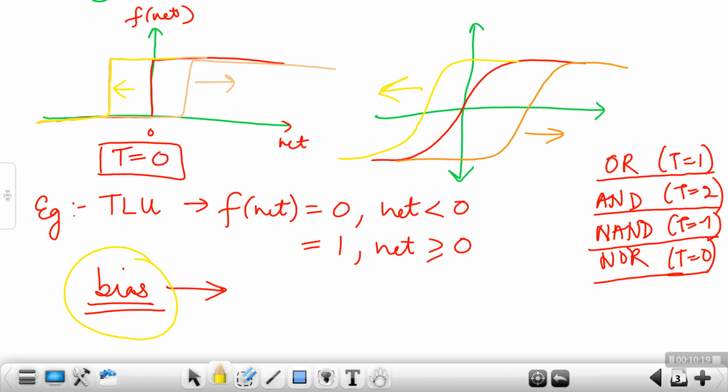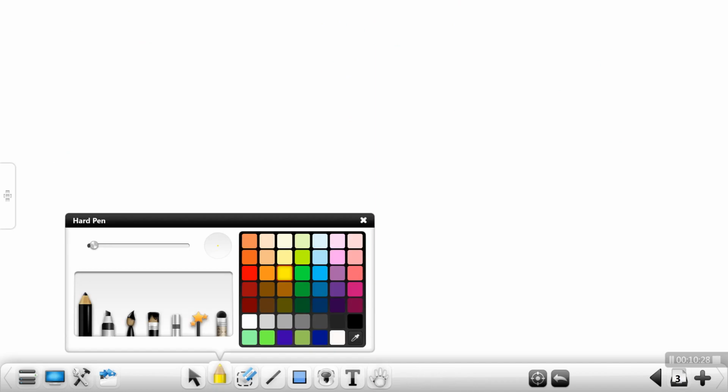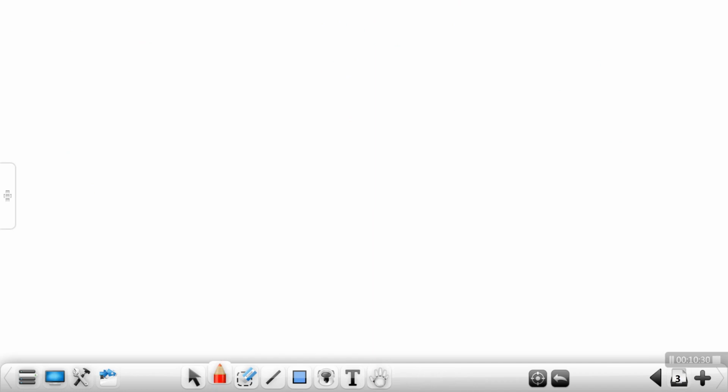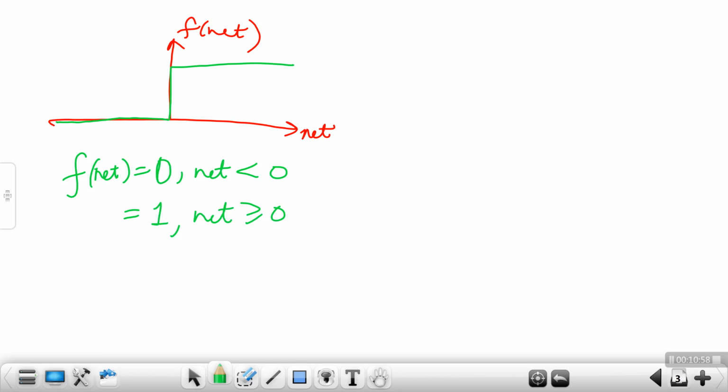Supposing we take a particular function, we have taken the example of the TLU function. Again I draw the same function, net, f of net, and it is like this. With this equation, f of net is equal to 0 for net less than 0, and f of net is equal to 1 for net greater than or equal to 0.